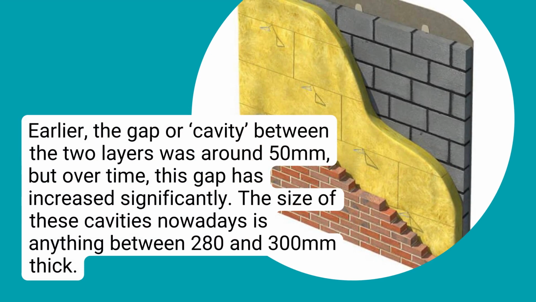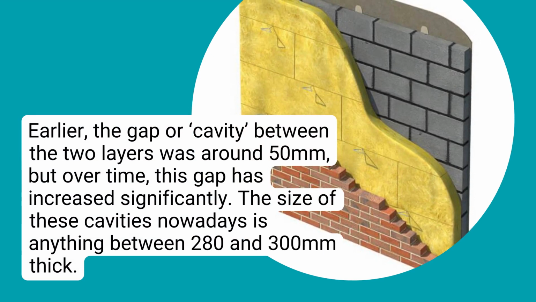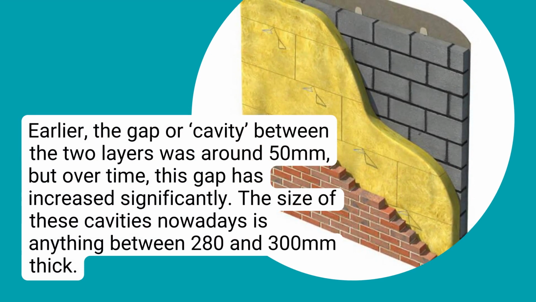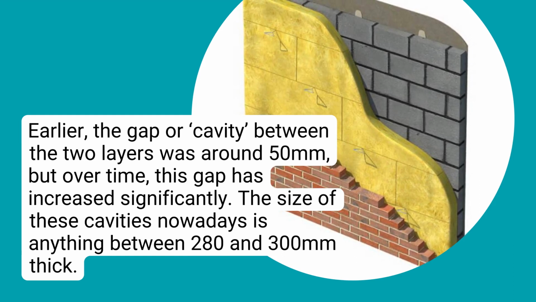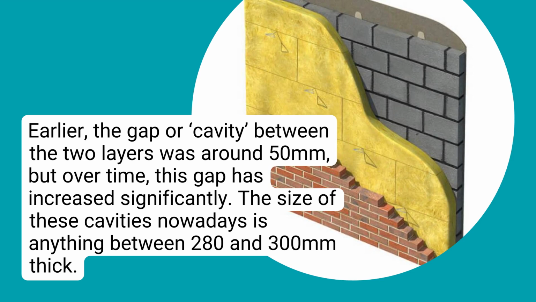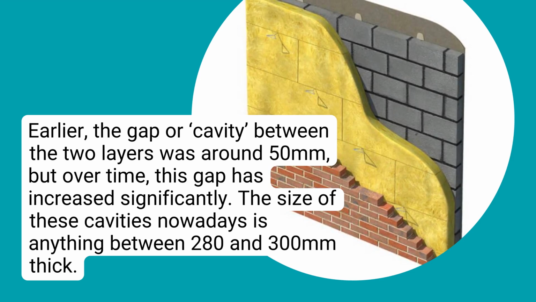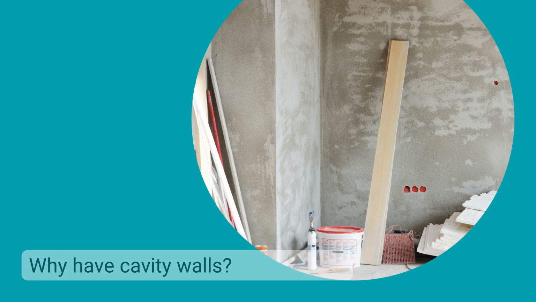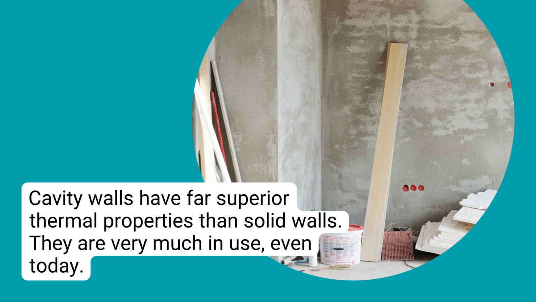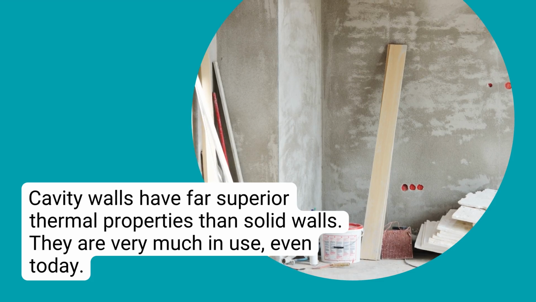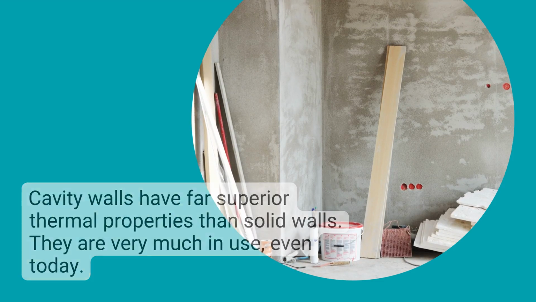Earlier, the gap or cavity between the two layers was around 50 millimeters, but over time, this gap has increased significantly. The size of these cavities nowadays is anything between 280 and 300 millimeters thick. Why have cavity walls? Cavity walls have far superior thermal properties than solid walls. They are very much in use, even today.